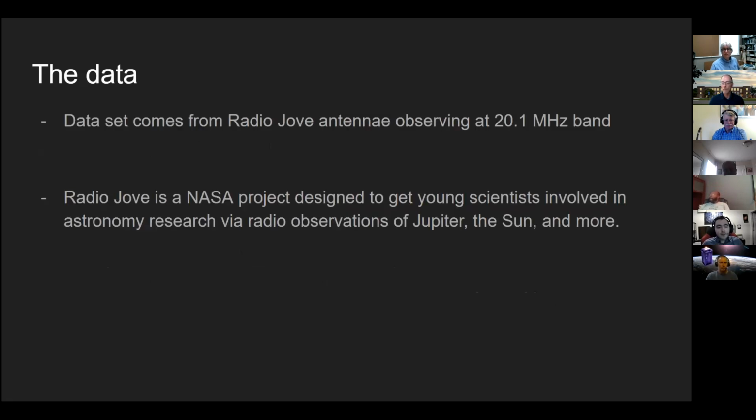So our data set comes from Radio Jove antennae, observing again at the 20.1 megahertz band. For those that don't know, Radio Jove is a NASA project designed to get young scientists and the general public involved in astronomy research via radio observations of Jupiter, the sun, and more.